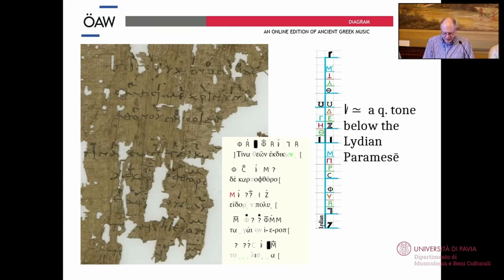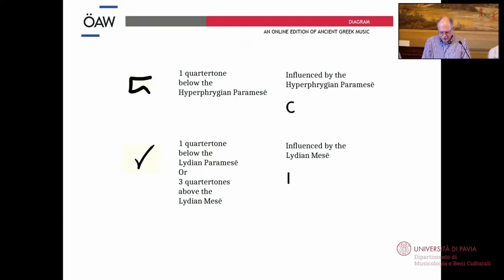The presented table shows that the introduced signs not fitting the structure of the notation system are influenced by their neighboring note signs, as suggested. The one related to the hypophrygian lying below the paramesi of the respective tonos resembles the sign of paramesi, and its right end towards the bottom of the line may imply that it stands lower than sigma. Respectively, in Lydian, the Czech-like sign may have been influenced by the Lydian mese, and its right end towards the top level may indicate that it stands three quarter tones above the Lydian mese.